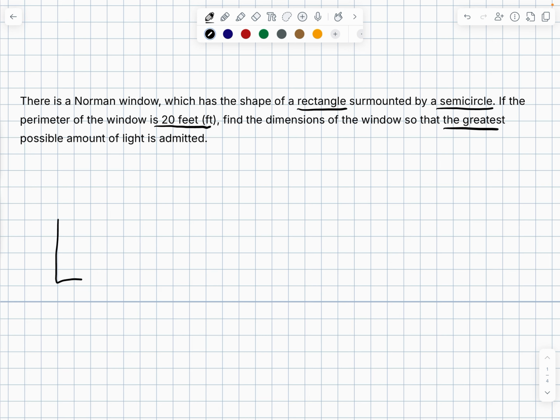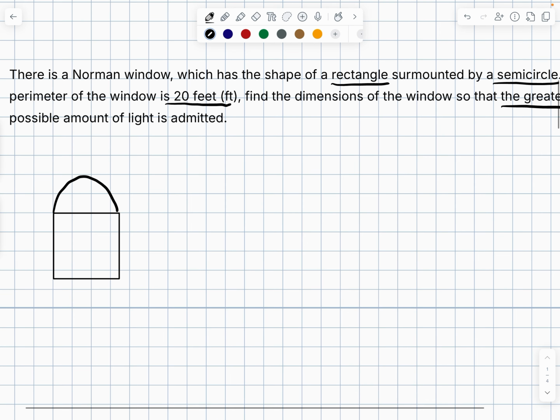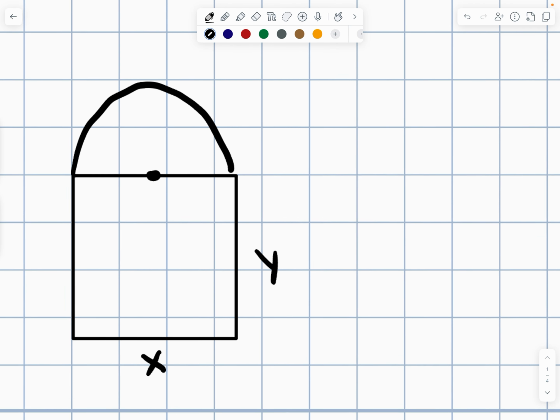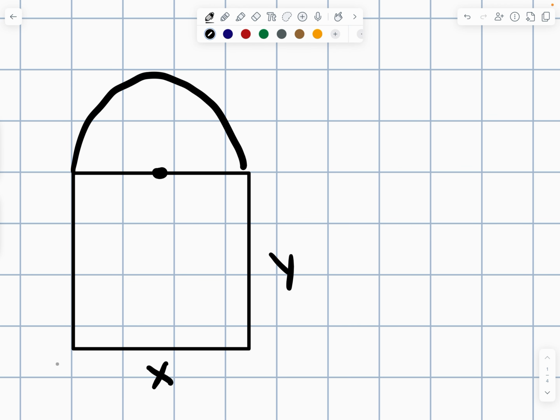Okay, so let me just draw a quick diagram here, just so then we can visualize what we're seeing. There's the Norman window, and I'm just going to label each side with the variables. So this will be x, this can be y, and since this is x, that means this side is also x. So our diameter is going to be x, but our radius is half of diameter, so this is going to be x by 2.